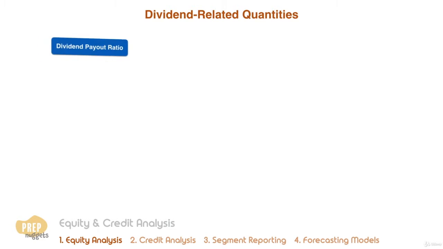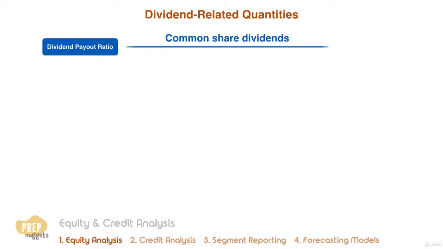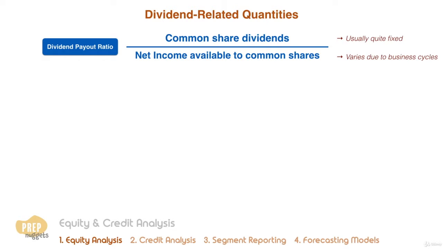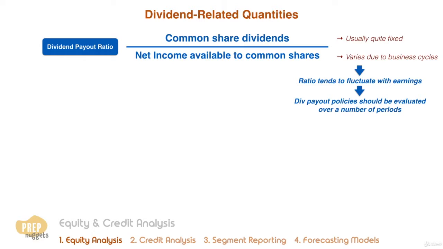The dividend payout ratio measures the percentage of earnings that the company pays out as dividends to shareholders. The amount of dividends per share tends to be relatively fixed. Companies tend to smooth out dividend payouts to reduce volatility in their share price. Net income, on the other hand, tends to vary due to business cycles. As such, the dividend payout ratio tends to fluctuate with earnings. Conclusions about a company's dividend payout policies should therefore be based on the payout over a number of periods.